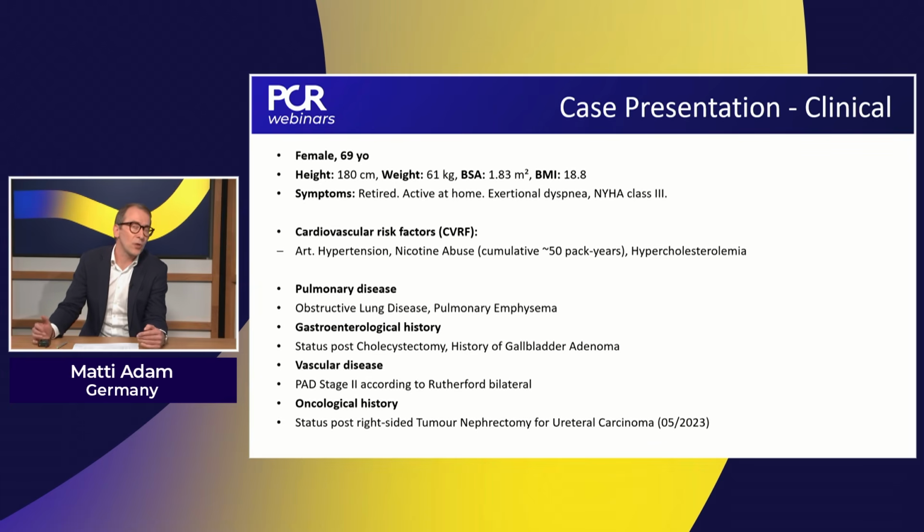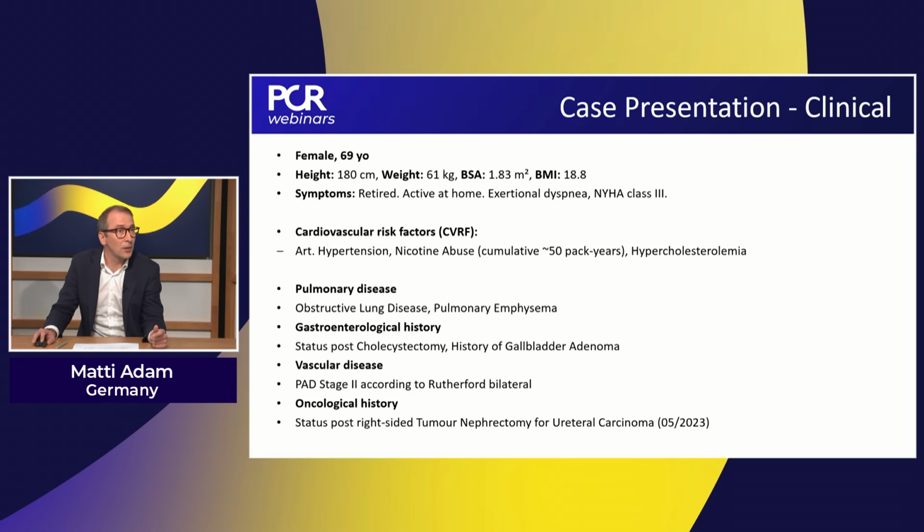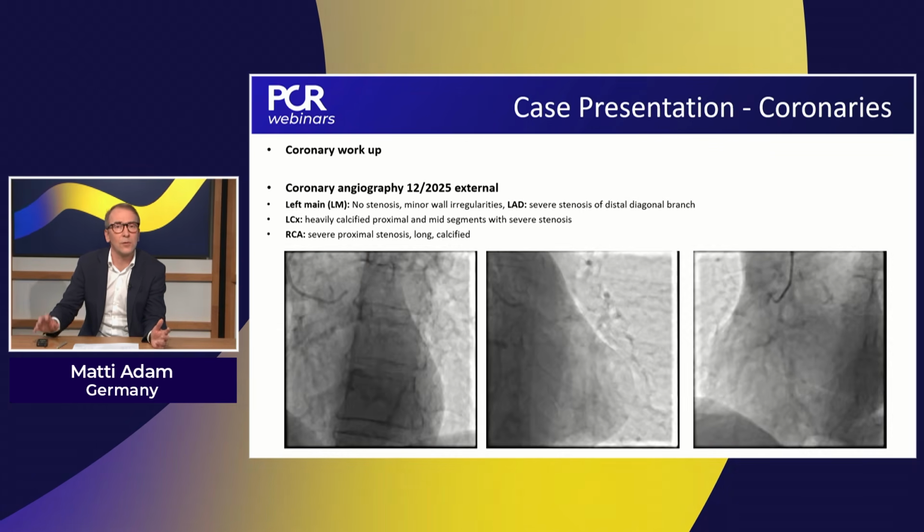But you see there's also some context in terms of concomitant diseases. There is an oncology history with right-sided tumor nephrectomy for urothelial carcinoma. There has been a gallbladder adenoma. There is obstructive lung disease with clear signs of pulmonary emphysema on CT. And there's also peripheral artery disease, Rutherford stage 2, both legs involved. And you'll see more on this when we progress to CT screening. So overall, some of you might have seen the case. It was online on the website. So this is the clinical presentation, and I'm really curious about your ideas later.